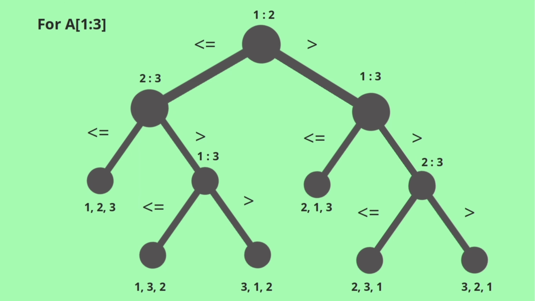But if the second element is greater than the third element, then we go to the right child of this 2 and 3 comparison node, and there we'll again have to compare the first element with the third element. Depending on this decision, we'll land on two different leaf nodes, which will be 1, 3, 2 or 3, 1, 2. Similarly, we can also build the right child from the root.